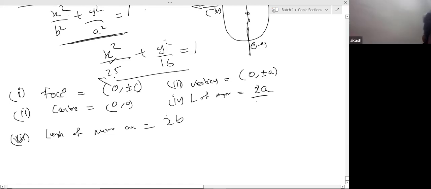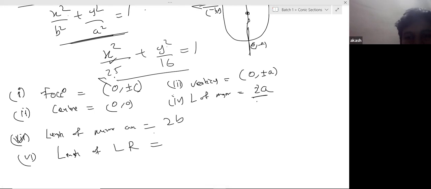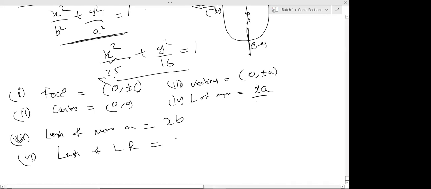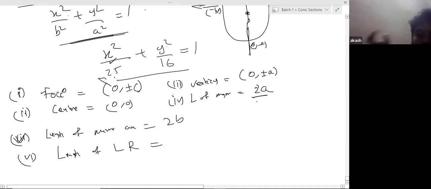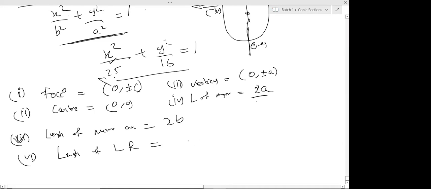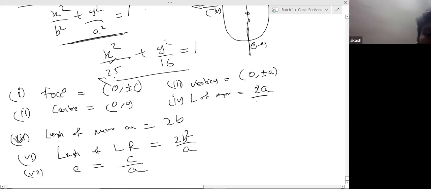And length of latus rectum, what is the answer here? Should we change the value? No, it will not be changed. I told you the width will not be changing. 2b squared by a. And eccentricity is c upon a. Only the first three things will change: foci, vertices, and center.